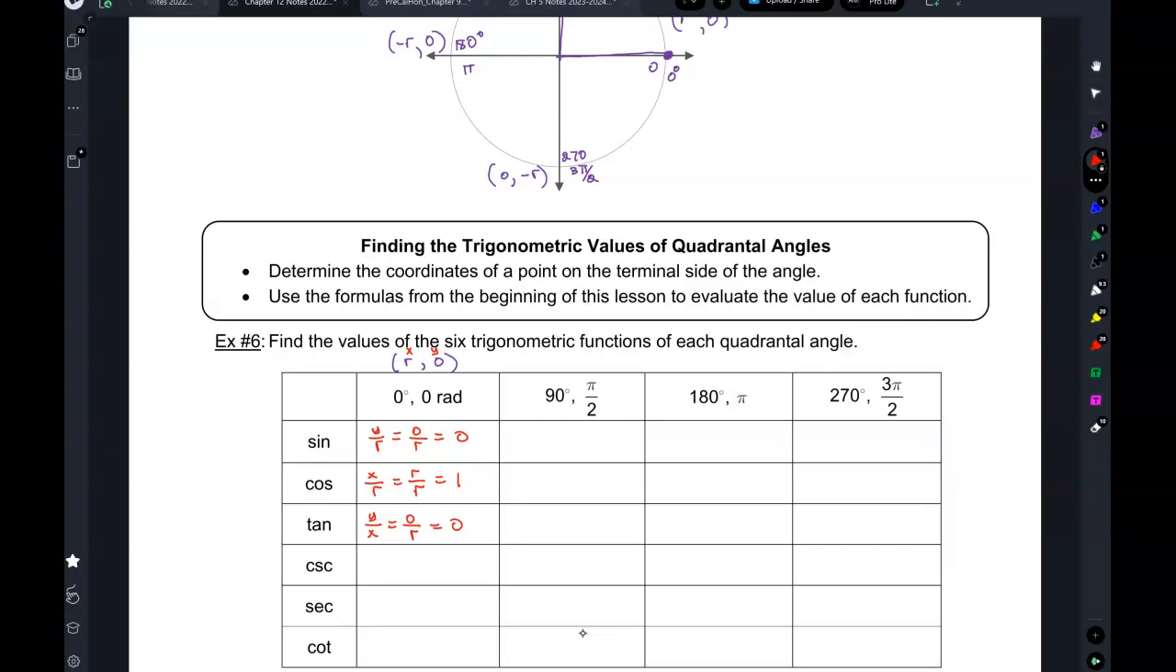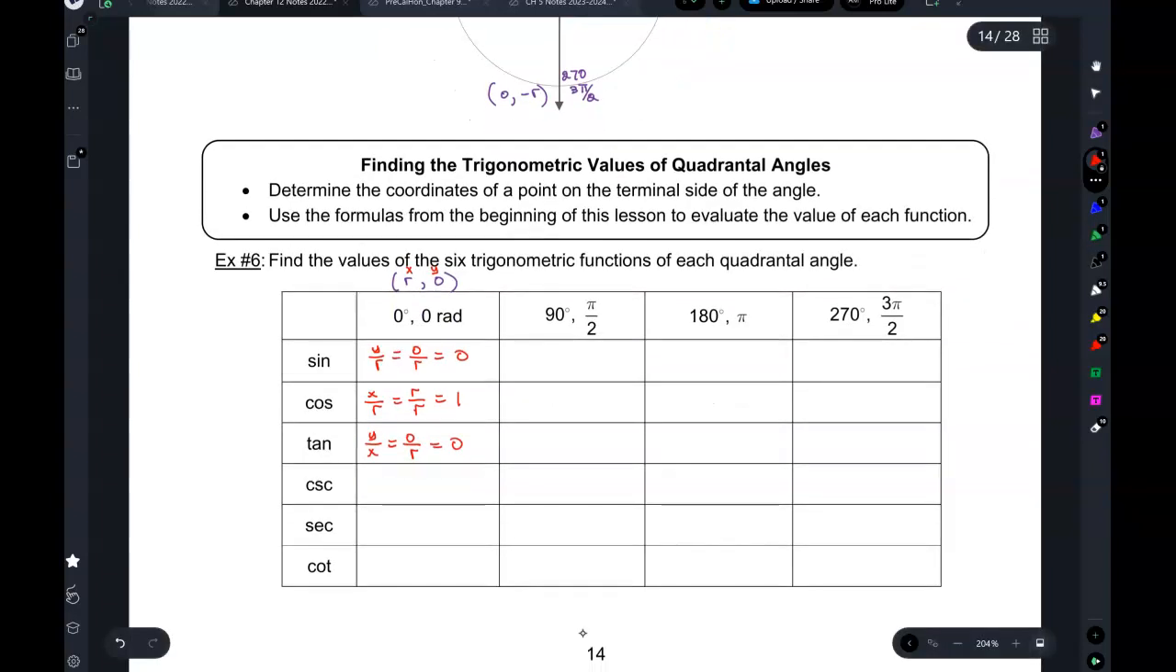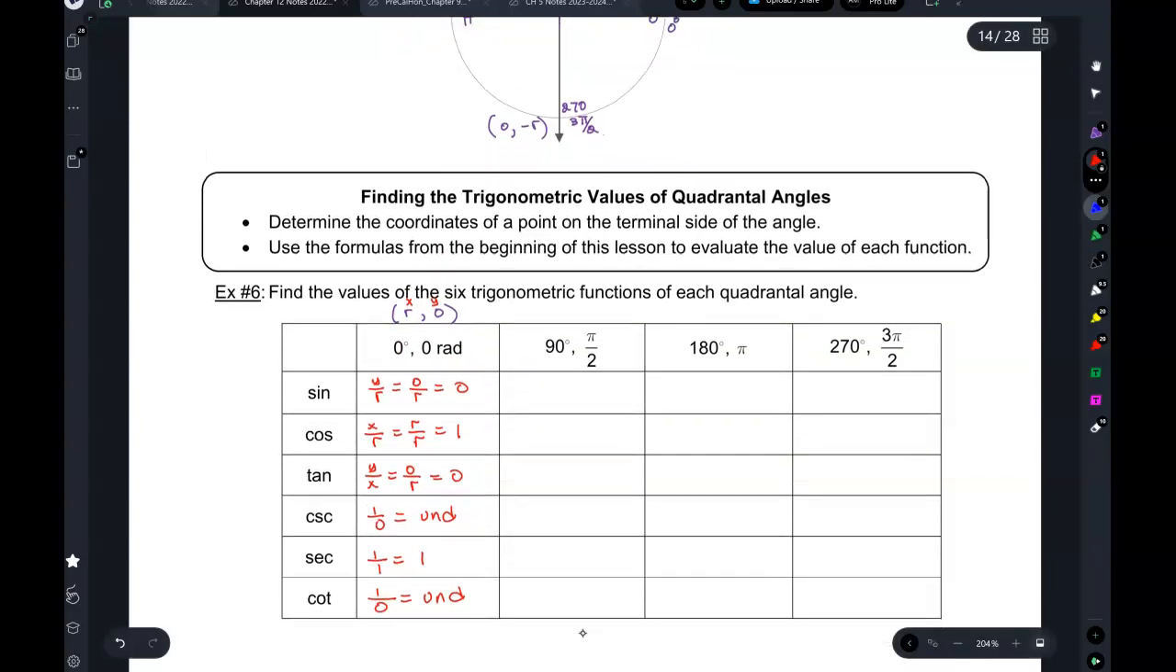Okay? Now, cosecant is 1 over the sine. 1 over 0, what would that be? Undefined. Secant is 1 over cosine, 1 over 1, 1. Cotangent is 1 over tangent, 1 over 0. Undefined. Okay, it's kind of making sense, but not, right?